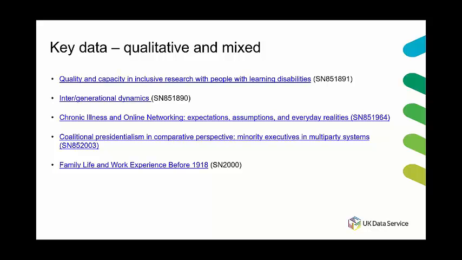The next one is Chronic Illness and Online Networking, Expectations, Assumptions, and Everyday Realities. This is research on diabetes and the use of Facebook. Just to point out, we don't have a lot of what we're calling the new and novel forms of data, like big data, social media, those sorts of things, but we are getting some.